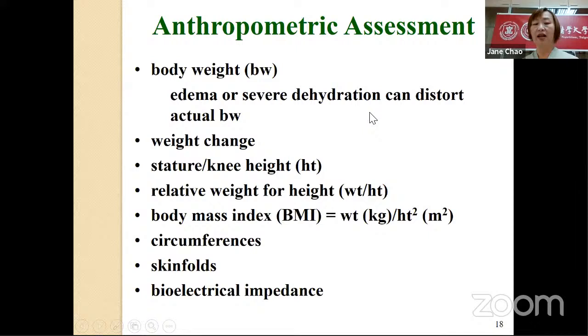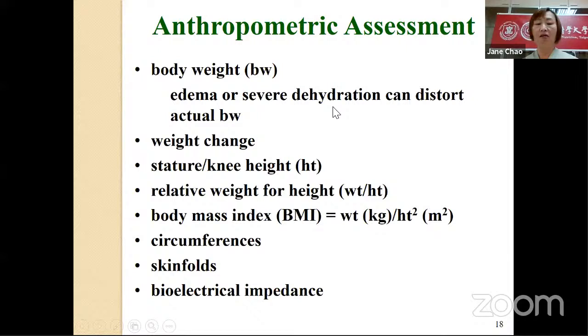That means they cannot reflect your real body weight. So body weight is not a good indicator for nutritional status in the elderly. How about body weight change?